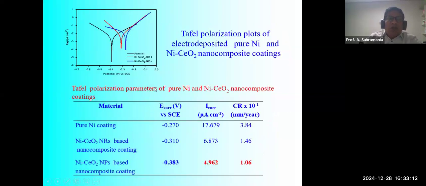Then Tafel polarization we have taken for this composite and pure nickel metal. Pure nickel has a corrosion current of around 17.6 microampere per centimeter square, whereas this nickel ceria embedded composite has corrosion current very much less than the pure nickel. So it implies that it has high corrosion resistance. Hence, its corrosion rate is 3.84 millimeter penetration per year, whereas this one is 1.06 millimeter per year.